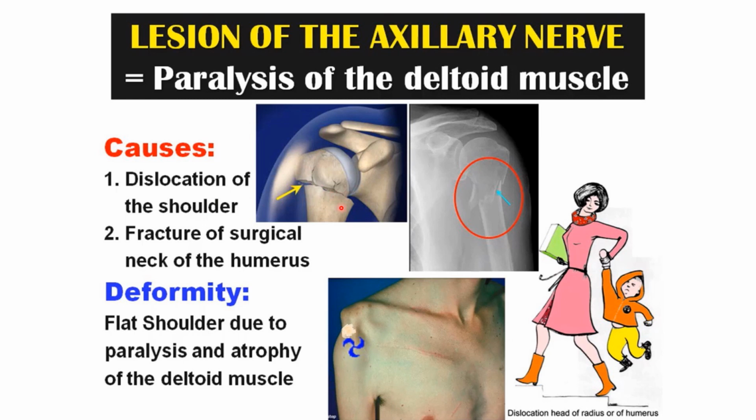Now what's the deformity? You can have a flat shoulder due to paralysis and atrophy of the deltoid muscle. What it means is that you can have muscle wasting. The muscles can waste and atrophy, so the deltoid area can become very, very flat.